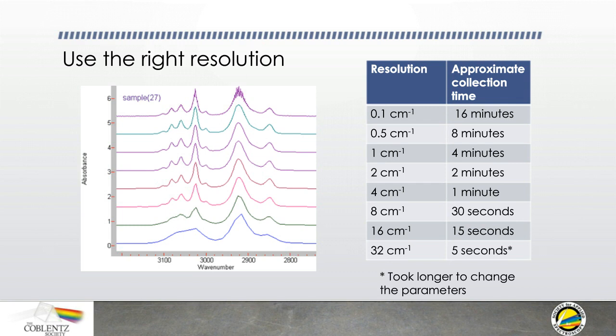The only place you would want to collect at a much higher resolution would be if you're looking at a gas phase sample. Now, a gas phase sample is going to show very, very sharp bands due to both the rotational and vibrational absorptions. And in a lot of cases, people will be very interested in that. So that's the only time you want to collect at a very high resolution, is when you're collecting gas phase spectra.